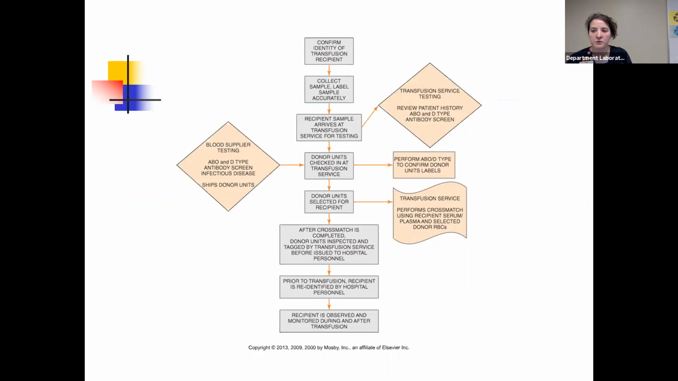And this kind of outlines the flow of the transfusion process. So the nursing staff is going to confirm the identity. That's actually during the phlebotomy process, all right? So then you're gonna collect the sample. Blood bank is gonna receive that sample. They're gonna perform their transfusion testing. Again, making sure the sample matches the requisition. Again, verifying patient identification.